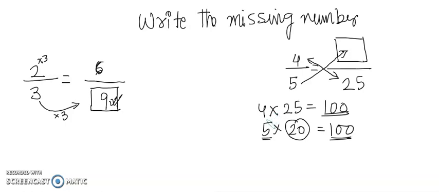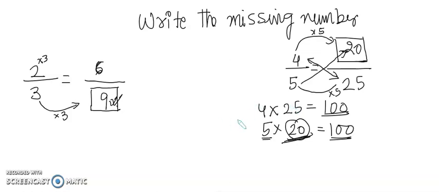But whatever method you find comfortable, you can use it. Here also, if you apply the first method, you can see 5 times 5 is 25. So 4 times 5, as I told you, you have to multiply both numerator and denominator by the same number, will be 20. So both ways you are getting the same answer. Whichever method is easy, you can follow that method.